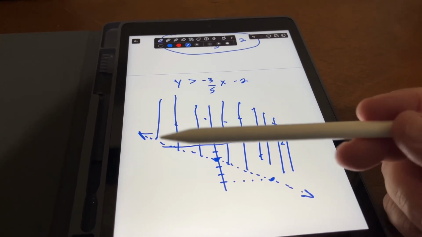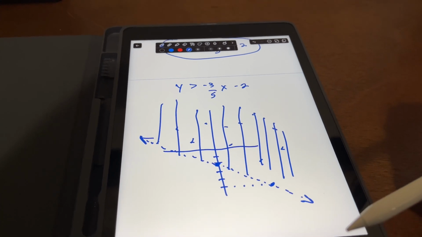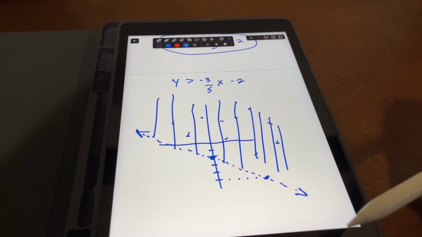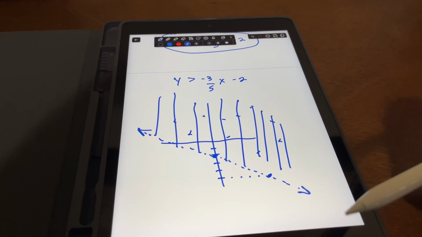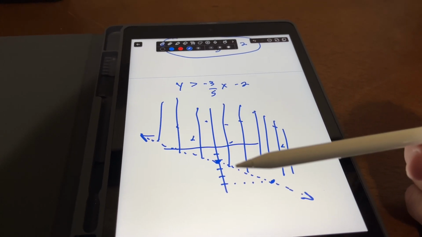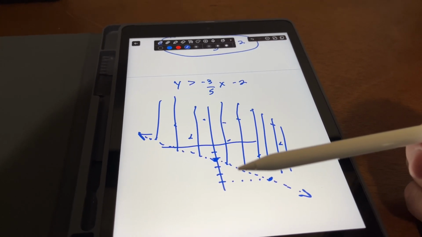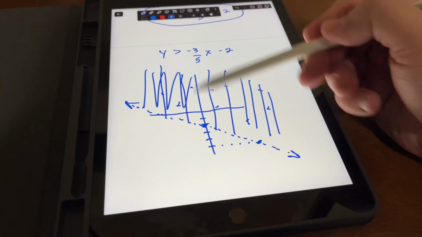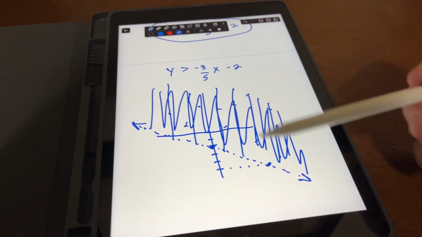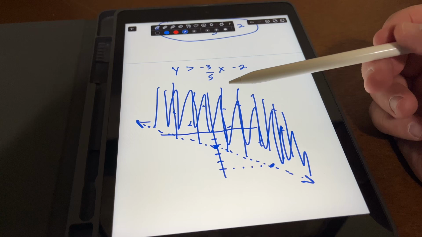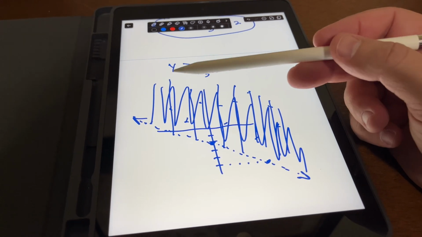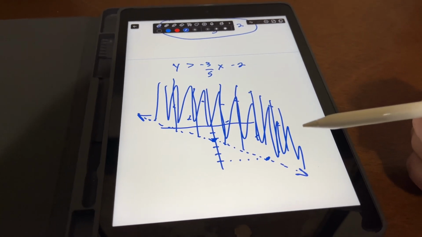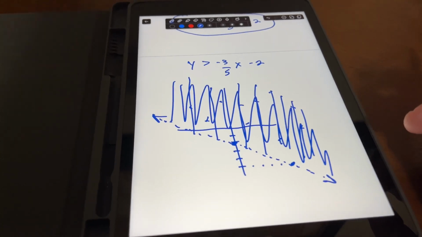In mathematics, a solid line means that any point that falls on the line is a solution. It's part of the solution set. But when you have a dotted line, anything that falls on the line is not a solution. So this shaded region represents all of the ordered pairs that if you were to put in the X value and put in the Y value, it would result in a true statement. So let me show you what I'm talking about.